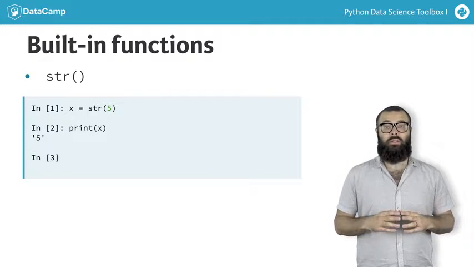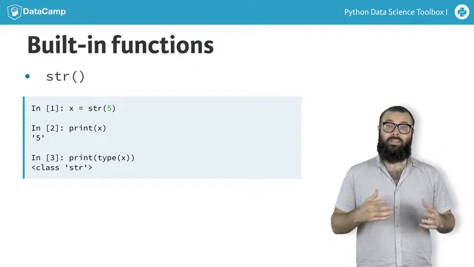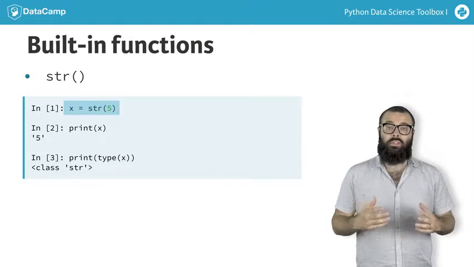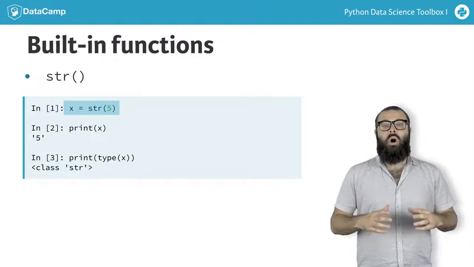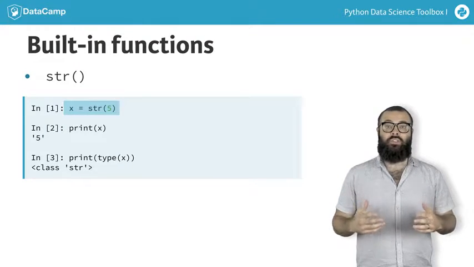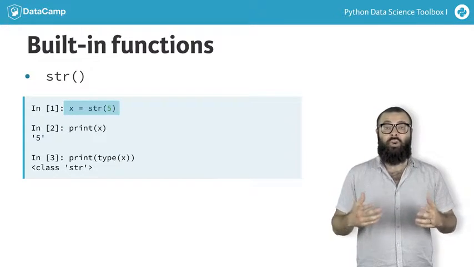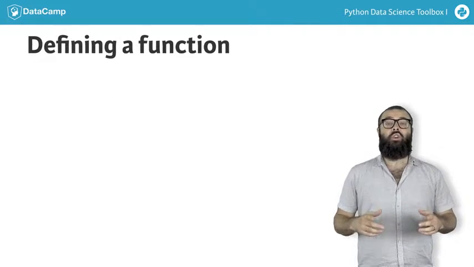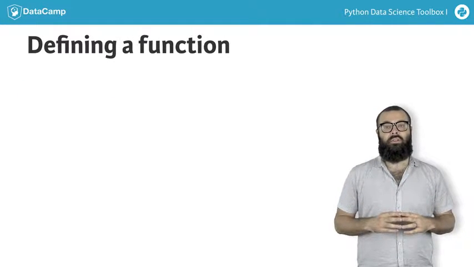Let's begin. Let's first check out Python's built-in function, str, which accepts an object such as a number and returns a string object. You can assign a call to str to a variable to store its return value. While built-in functions are cool, as a data scientist, you'll need functions that have functionality specific to your needs. Fortunately, you can define your own functions in Python.